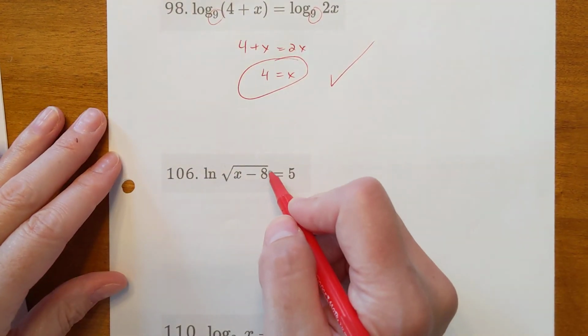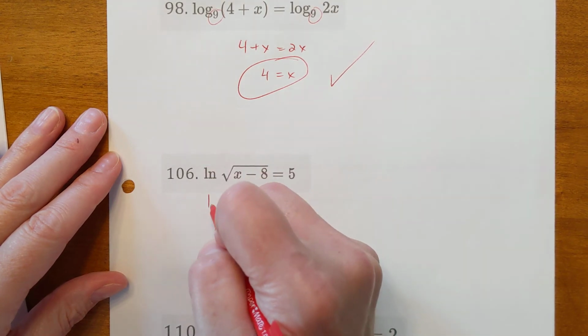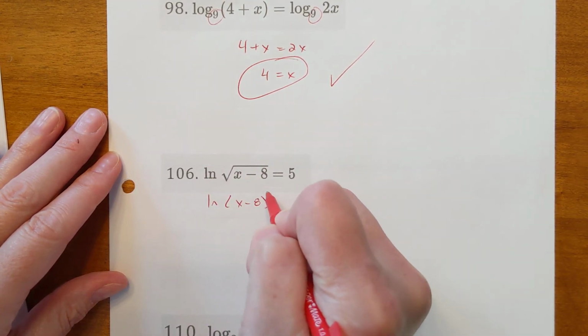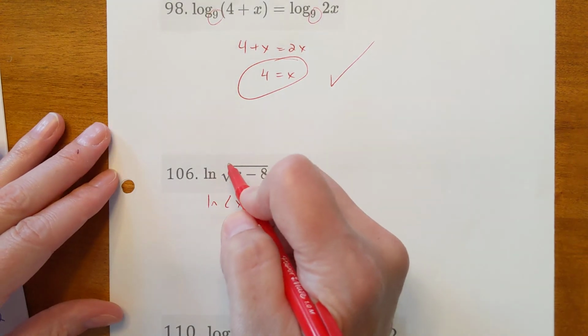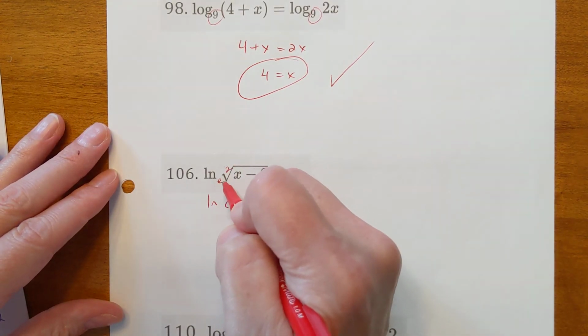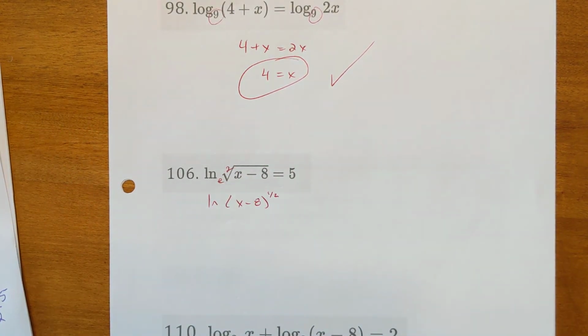Let's change this so that it has a power on it. So it's the natural log of x minus 8 to the 1/2. There's a little imaginary 2 here, just like there's an imaginary e there that we don't bother writing.